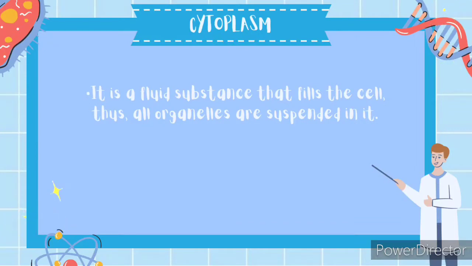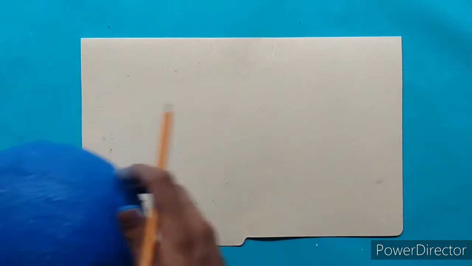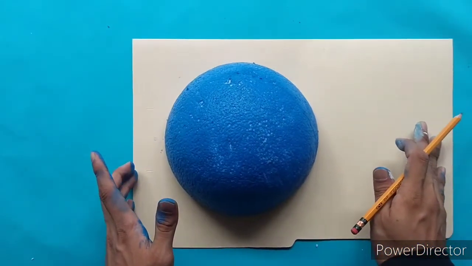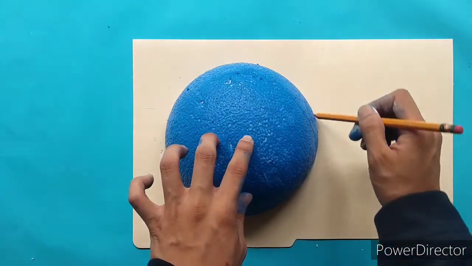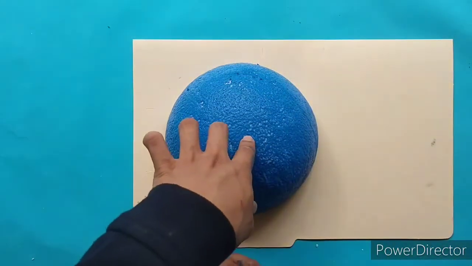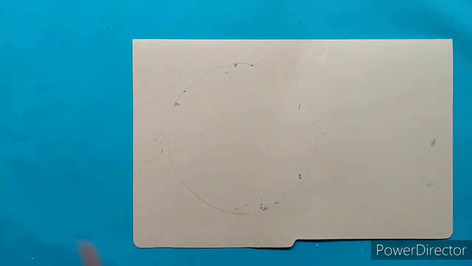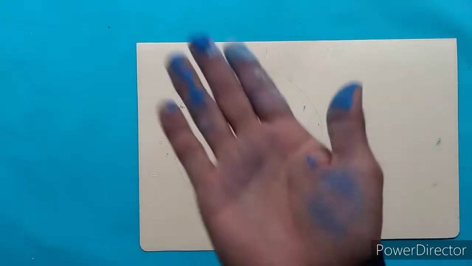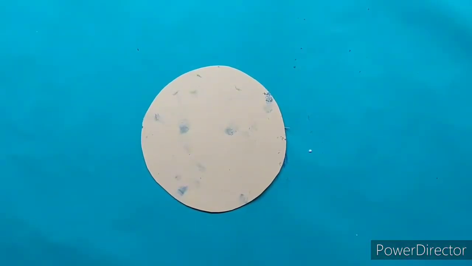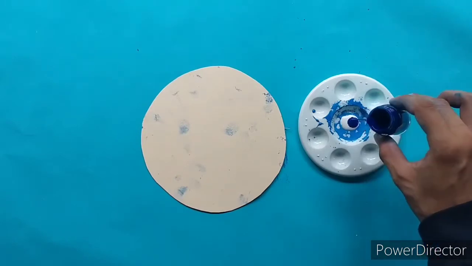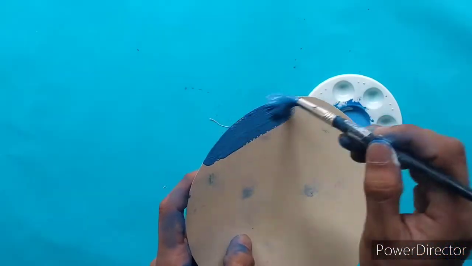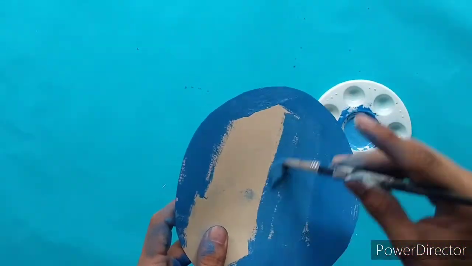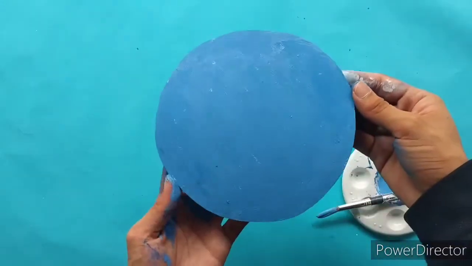Cytoplasm. It is a fluid substance that fills the cell. Thus, all organelles are suspended in it. For your cytoplasm, draw a circle on your folder by tracing your cell membrane. By using scissors, cut this, and there you have it. For my cytoplasm, I'll be using a lighter shade of blue. Okay, paint, and there you have it.